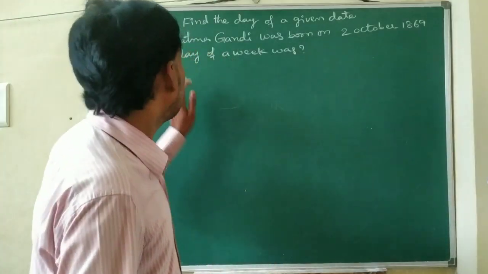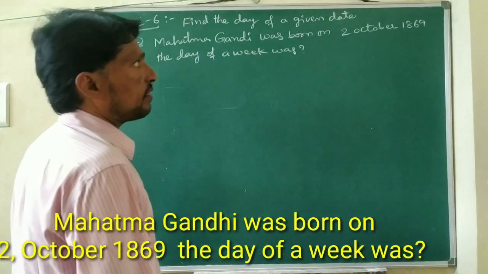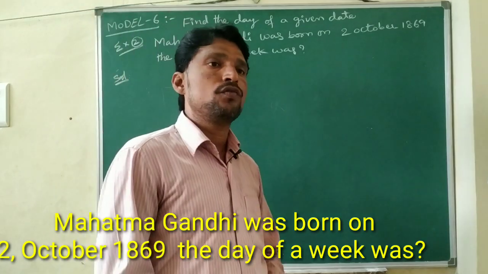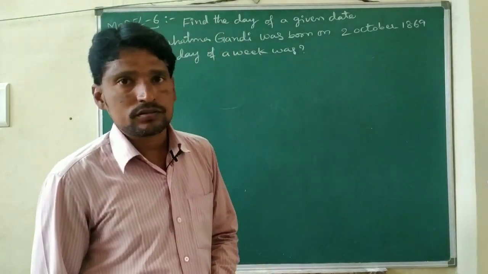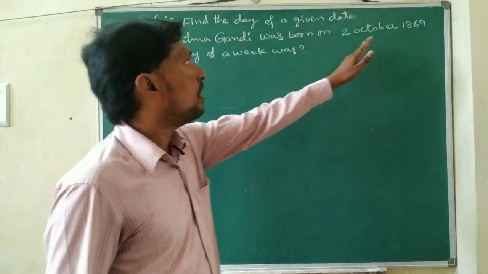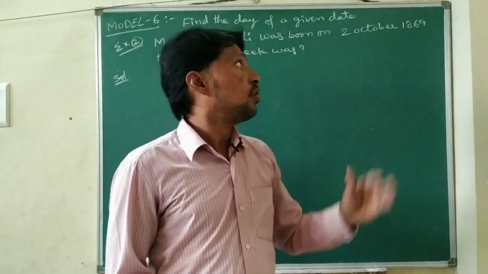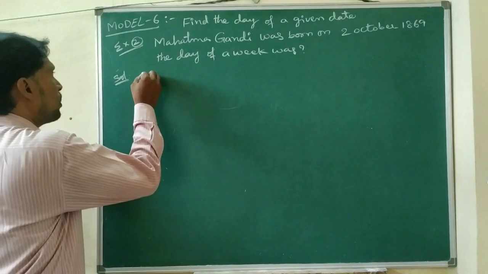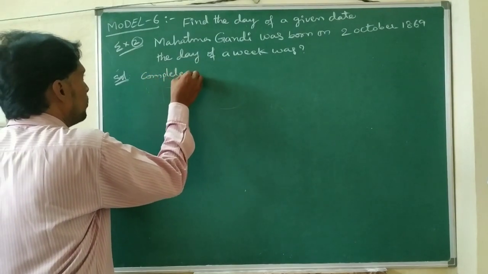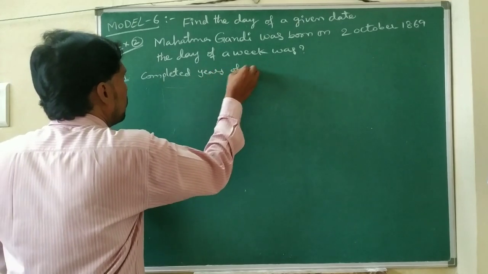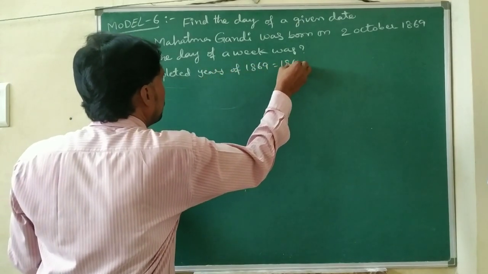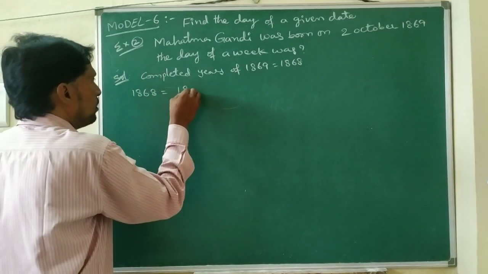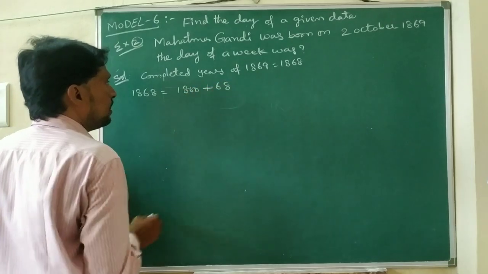Example number 2. Mahatma Gandhi was born on 2nd October 1869. The day of the week was? So which day was Mahatma Gandhi born? Now see here: 2nd October 1869 means we need to take only up to 1868. Completed years we need to calculate first. So the completed years of 1869 equal 1868. So I am taking 1800 plus 68 years.